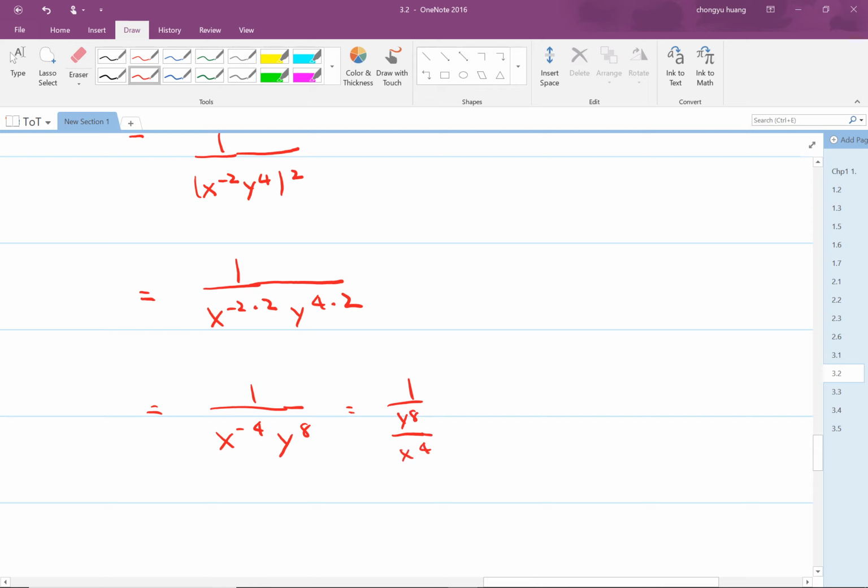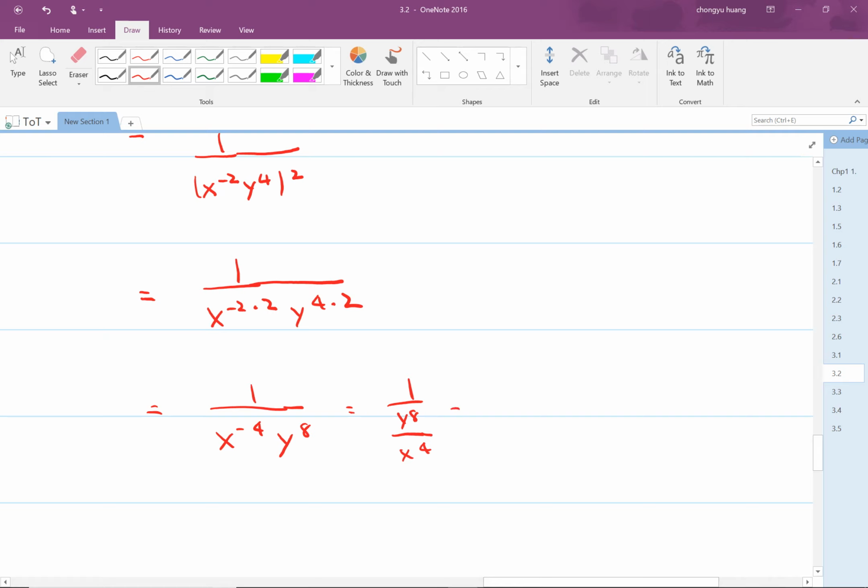So you can see over here that x to the negative 4 is actually equal to 1 over x to the power 4, right? So you put x to the power 4 in the denominator. And then it just becomes 1 over x to the power 4 multiplied by y to the power 8, right? So it just basically becomes y to the power 8 over x to the power 4, right?